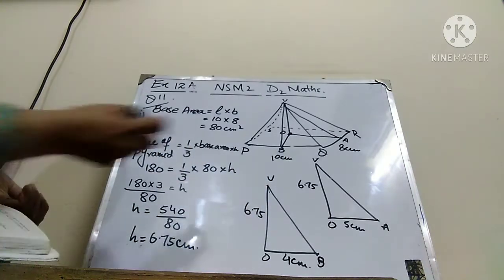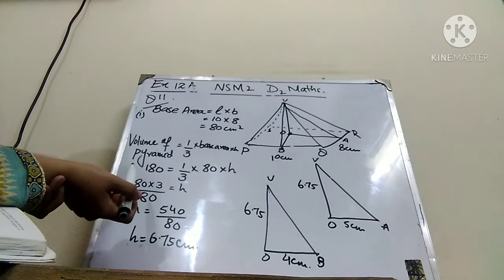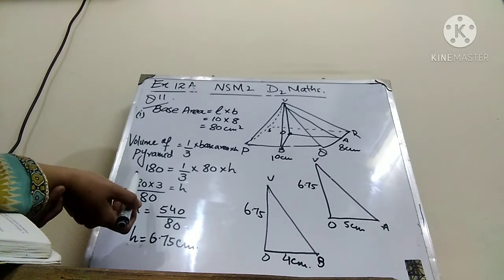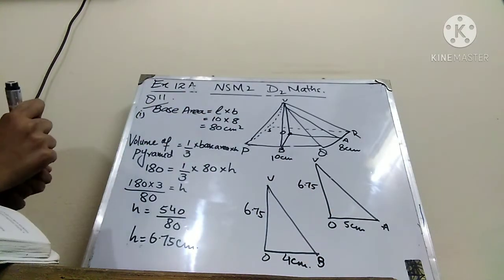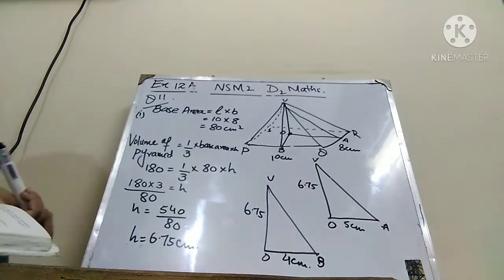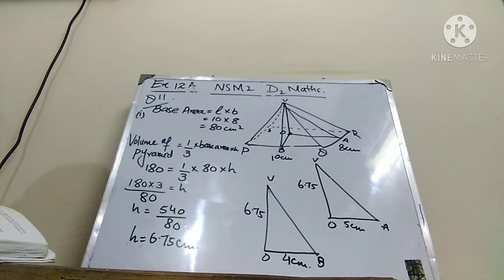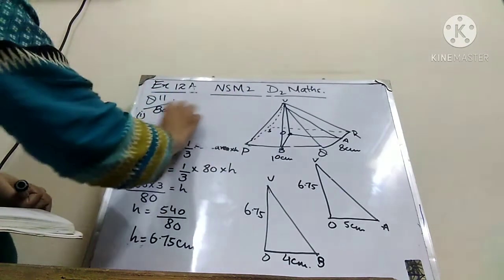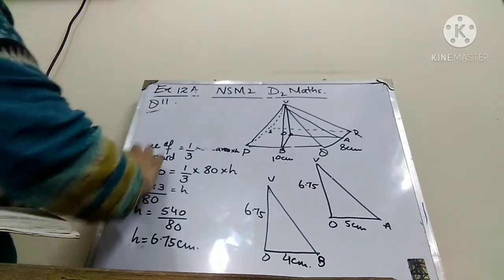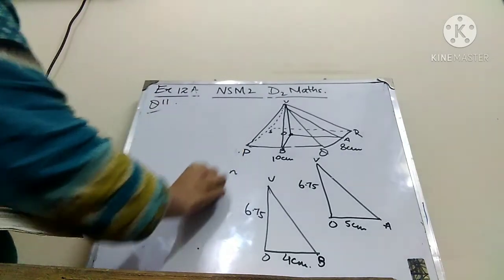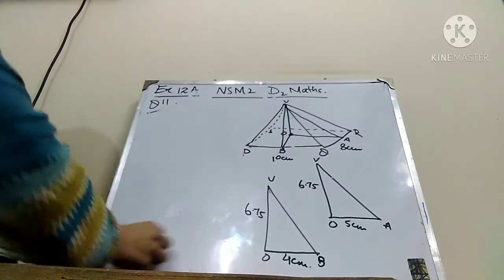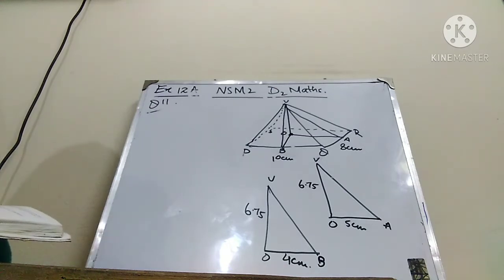Now students, to find out the area of the triangles of the pyramid, what I need to do is find out this height, which is VB and VA. So now I'm going to use Pythagoras theorem to find out the height of VB and VA. Here I'm going to erase this. Okay, now I'm going to use the Pythagoras theorem.